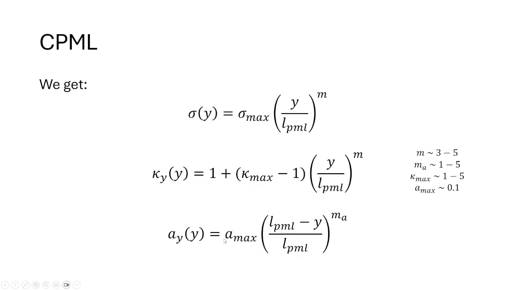And finally, this is the a y function here. So it is also graded, but it's graded in the opposite direction. So sigma and kappa, these functions grow as we go through the PML. A will shrink as we go through the PML. So it's flipped, L PML minus y. And here are some values that you can use for all these numbers. So m, I typically use 3. m a, so that's the exponent up here, I usually use 1 for that. Kappa max, I usually use 5. And a max, I usually use around 0.05 or something.